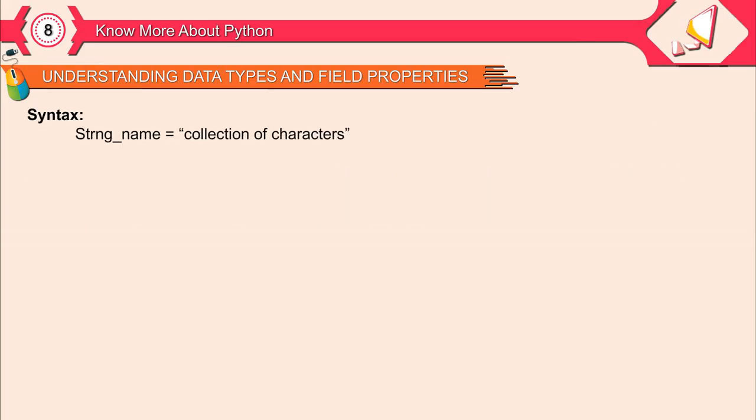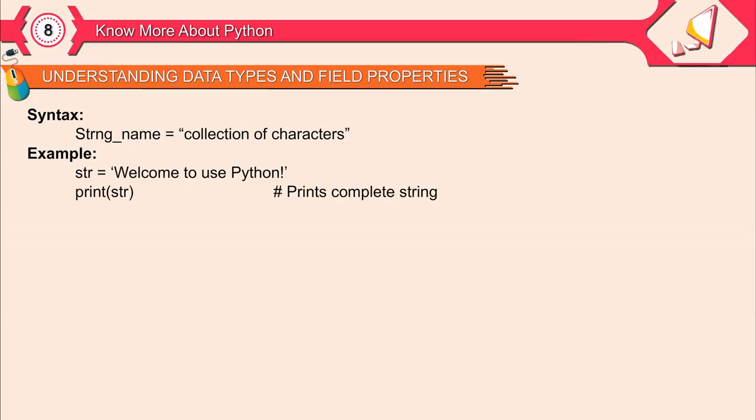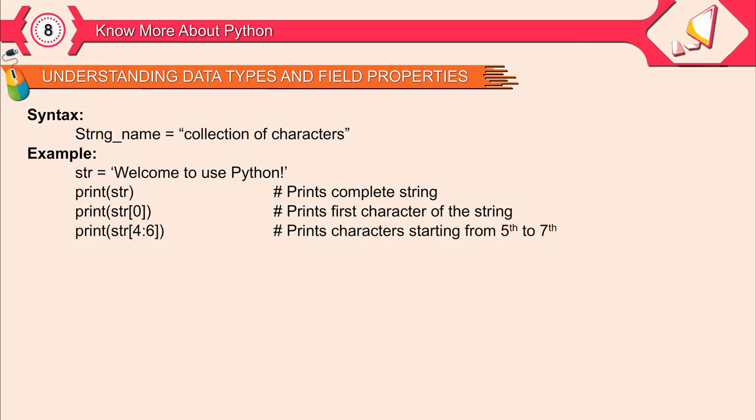Syntax: string_name = "collection of characters". Example: str = 'welcome to use Python'. print(str) # prints complete string. print(str[0]) # prints first character of the string. print(str[4:6]) # prints characters from 5th to 7th. print(str[3:]) # prints string starting from 4th character.